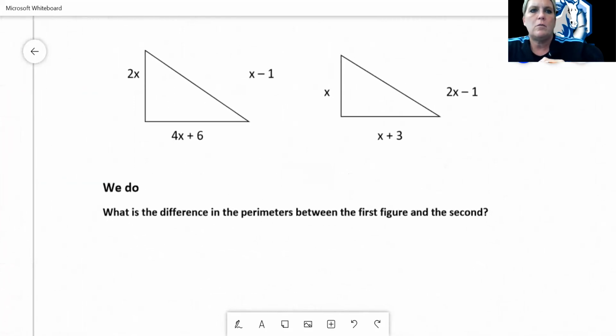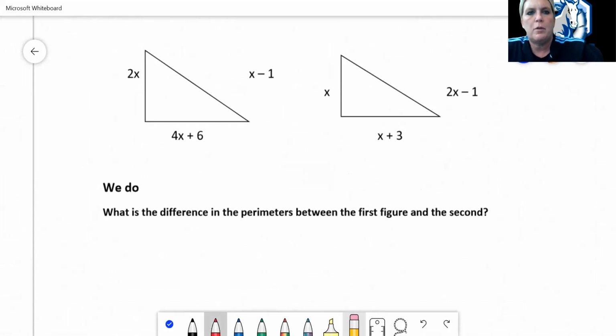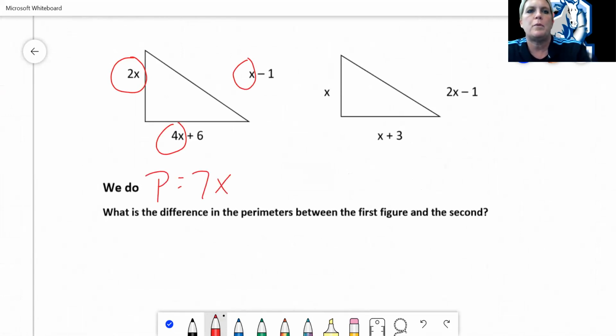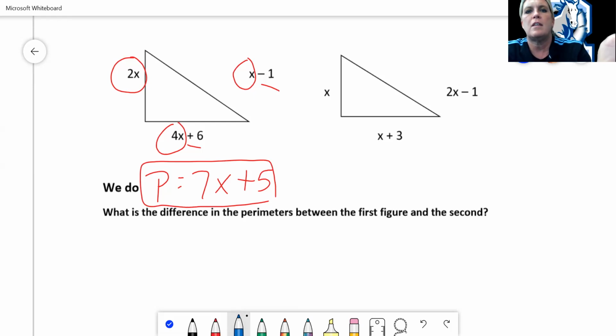Okay, so let me do the first one with you to find the perimeter. It's a triangle, so I'm going to go ahead and just find my sides. Circle my x's. That's going to give me 7x. 4 plus 2 plus 1 is 7x. Then 6 minus 1 is +5. This is my perimeter of that triangle in terms of x. Please do this next one right here. If you've paused the video, then you can come back and see if you did it right.